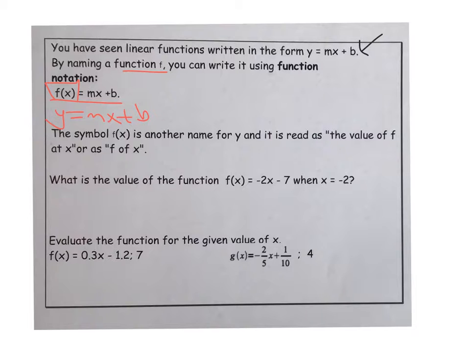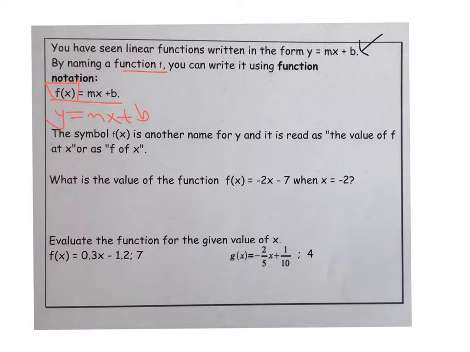Just a new format. The way it is actually read is the symbol f of x, or f and then x in parentheses, is another name for y, and it is read "the value of f at x," or the value of f of x. So it's asking you for the value of the function when x has a certain value. It's easier to understand just by doing it than actually listening to me.